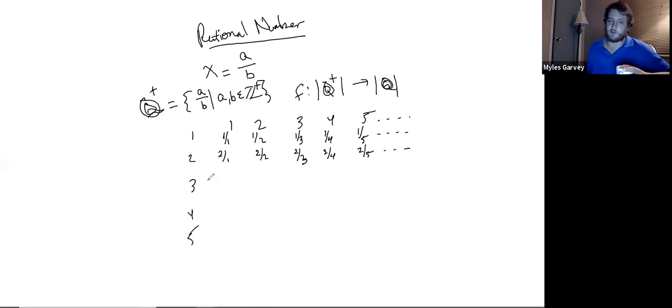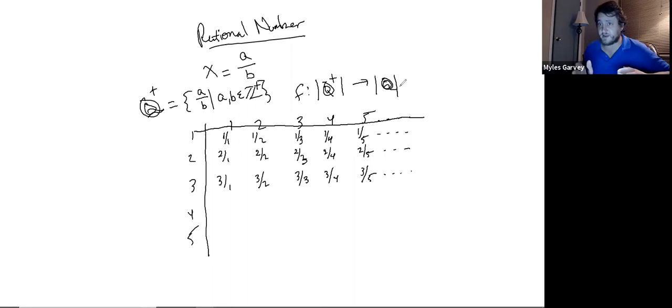And so on and so forth. 3 over 1, 3 over 2, 3 over 3, 3 over 4, 3 over 5, and so on and so forth. I mean, you get the point. So the question is, have I listed all of the positive rational numbers? The answer is yes, I have.